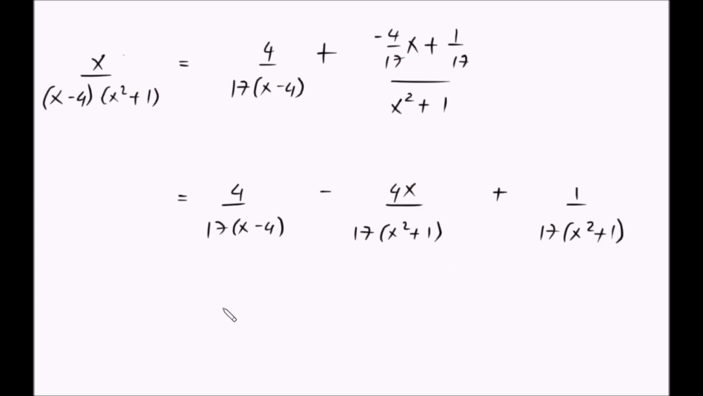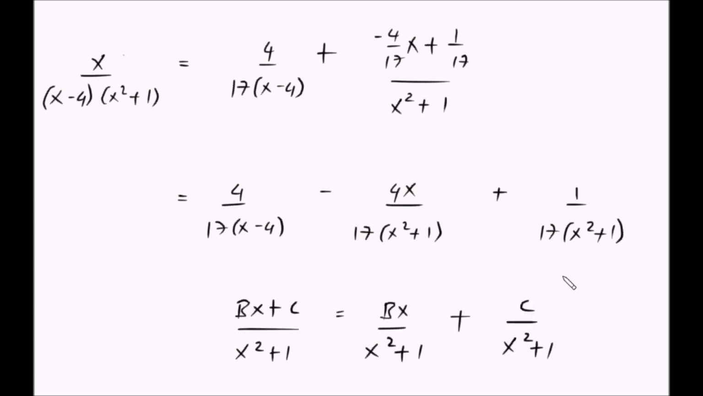Yaani najua hii nimepataje, ni hivi. Hii sasa unasema bx over x square plus 1 ndo hii, b tunaona ni negative 4 over 17, jumlisha c over x square plus 1 ndio hii. So bx over x square plus 1 jumlisha c over x square plus 1 sawa na (bx plus c) over (x square plus 1). Kwa hiyo huyu jumlisha huyu ni sawa na huyu. Yeah, let me rub this one.